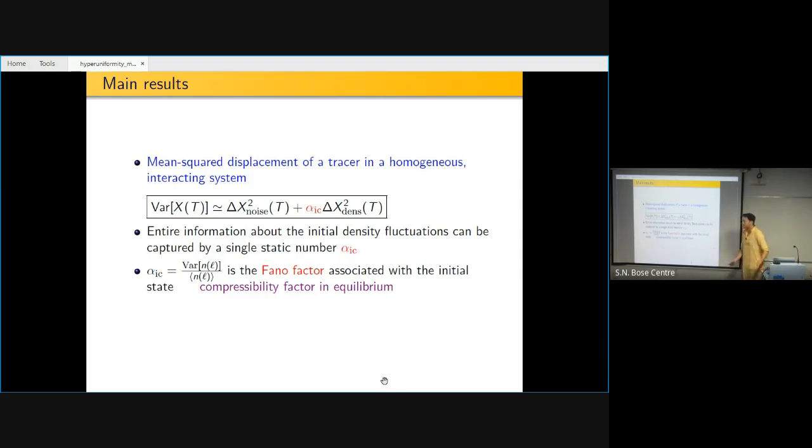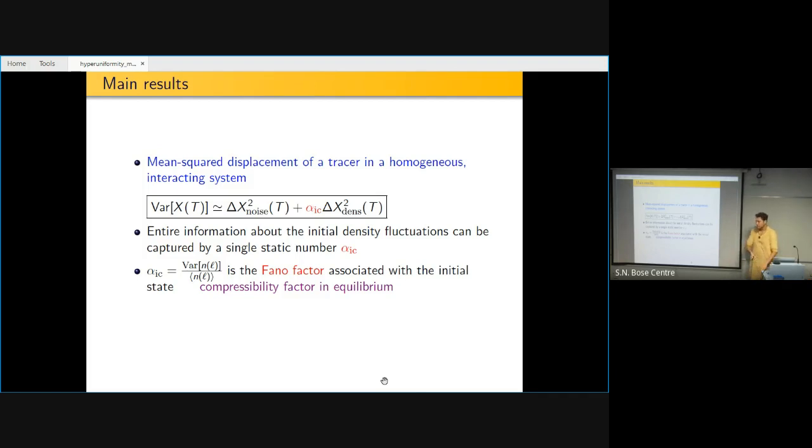So N_L measures the number of particles within a certain distance L from your point of observation. So this alpha_IC is essentially a ratio of the variance of this number N_L over the average of this number. The number of particles in a subsystem, or in a certain region L. So L is a certain length scale that I'm going to draw. So you have a point of observation.